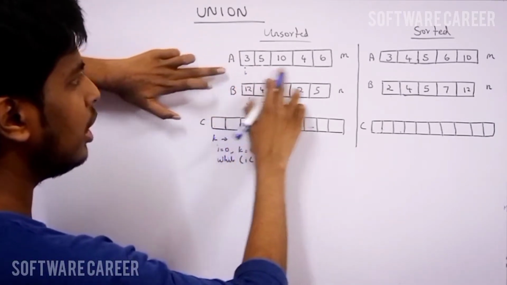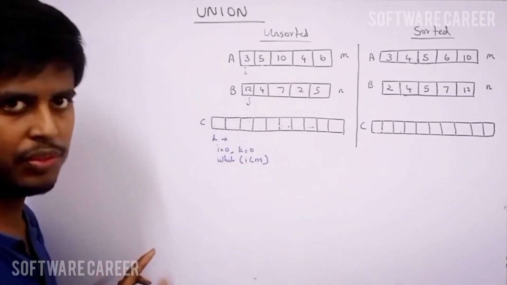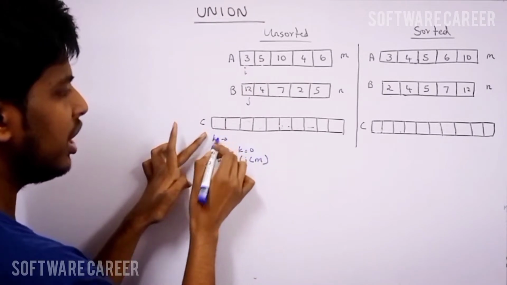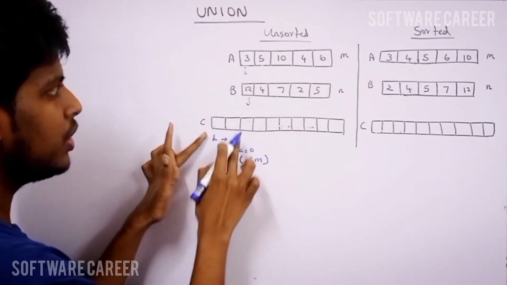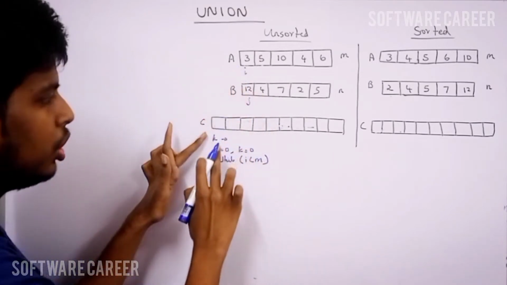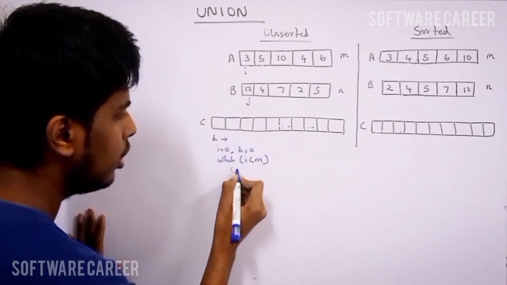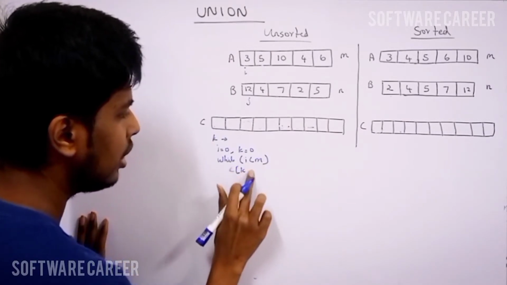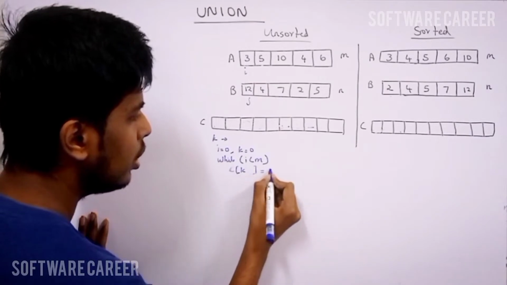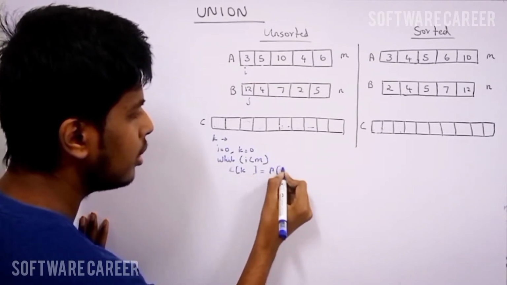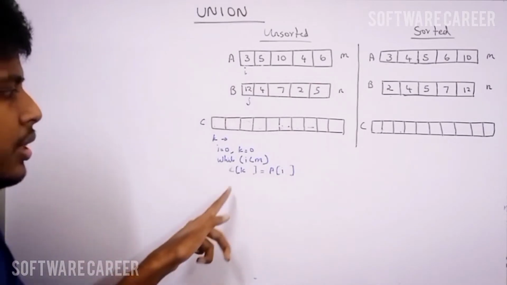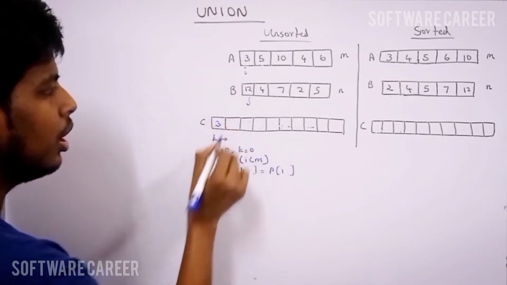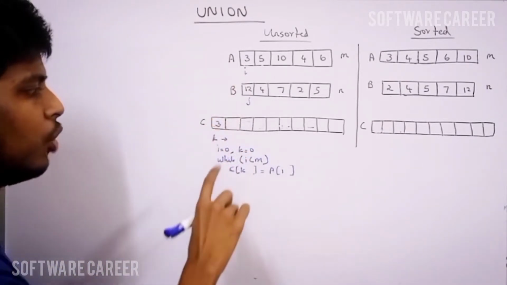Now I should copy all the elements present in A over to C. This is the first step. So what should I do? C of K, now K is 0, so C of 0 equals A of I, that is A of 0. So I am writing C of K equals A of I. Now I am copying C of K equals A of I. The 3 gets copied over here.